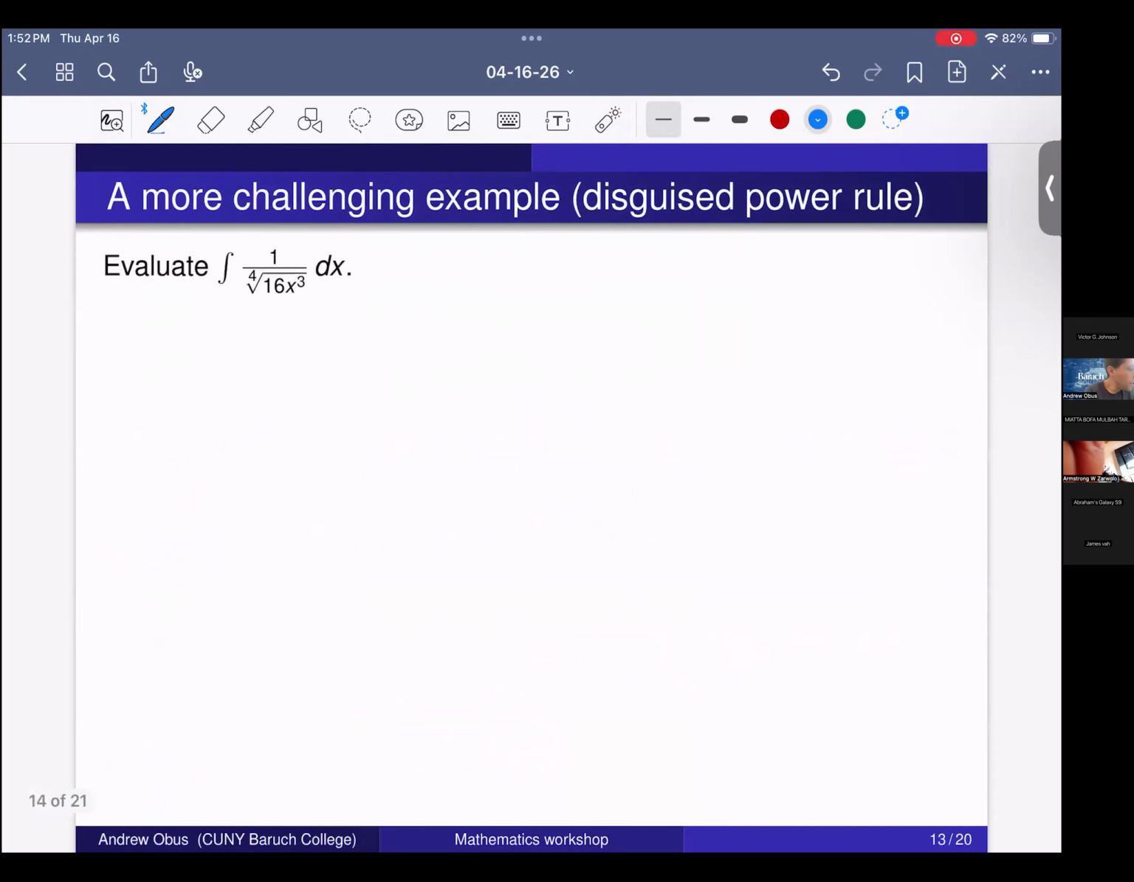All right, moving on. Okay, slightly more challenging example. It's just going to be a disguised power rule. So what's an antiderivative of 1 over the fourth root of 16x cubed? Right? You look at this, and the expression looks a little bit complicated, but the key is to just try to write this as something in a standard form that we can integrate.